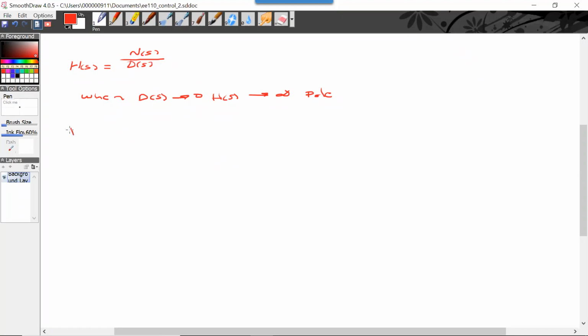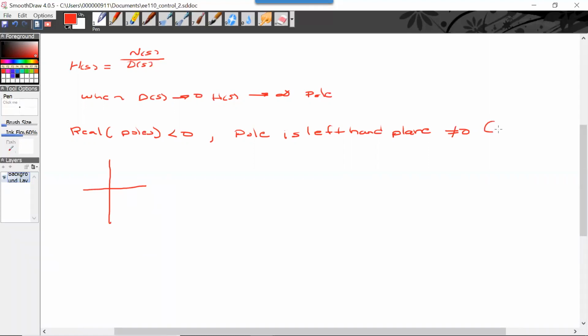And we could say we want the real part of the poles to be less than 0, or poles in the left-hand plane, right? Definitely not equal to 0. And what is it that we're trying to go for? That's to say the system is in control.